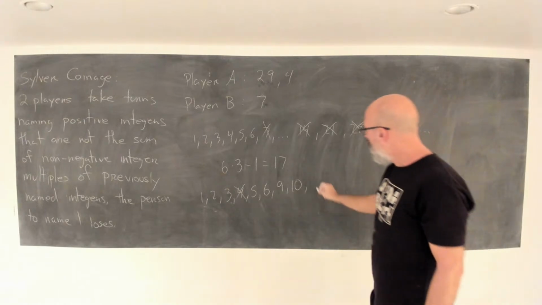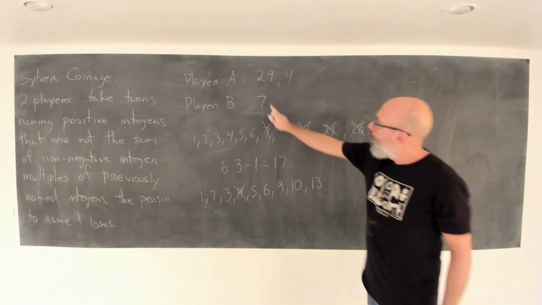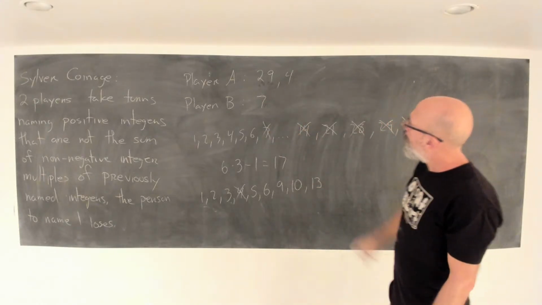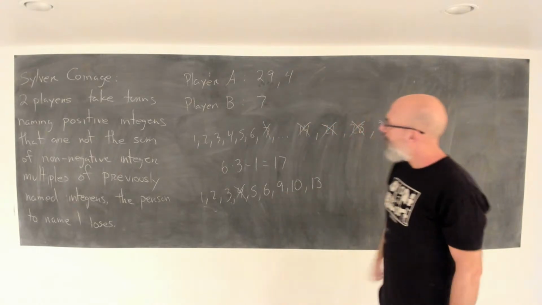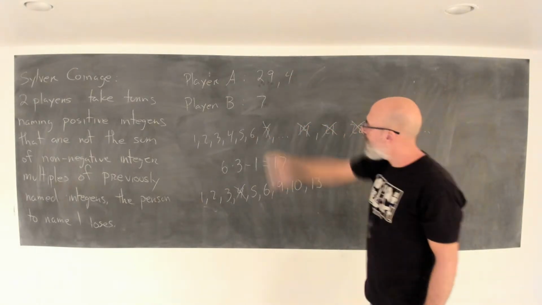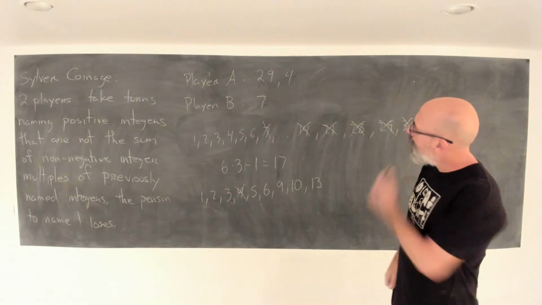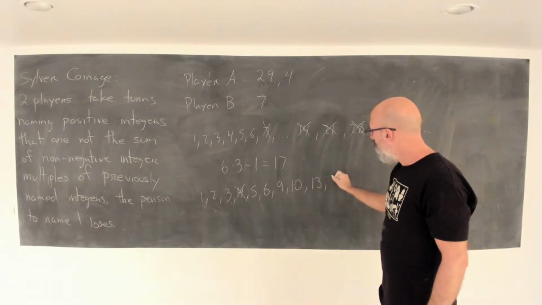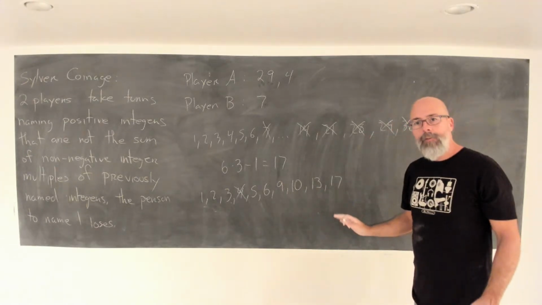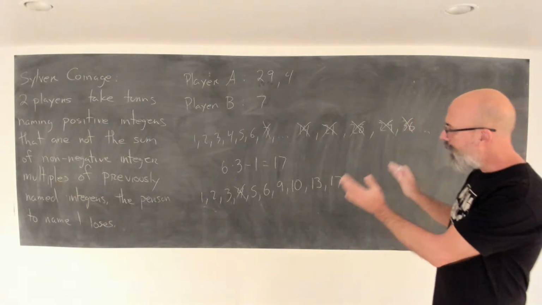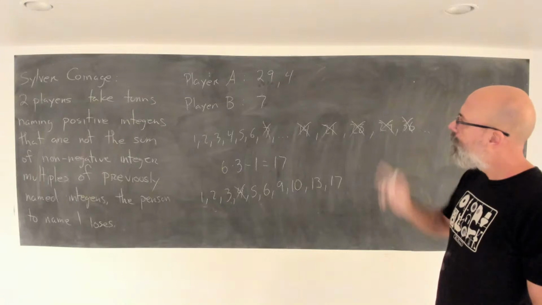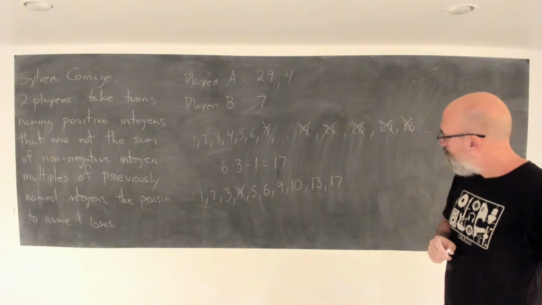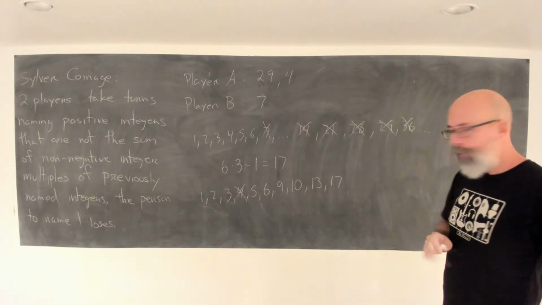13 is still there. 14 is not because it's 2 times 7. 15 is 8 plus 7, so that's gone: 2 times 4 plus 1 times 7. 16 is 4 times 4. 17 is still there. And then that's it. These are the only choices left for player B. Everybody with us?